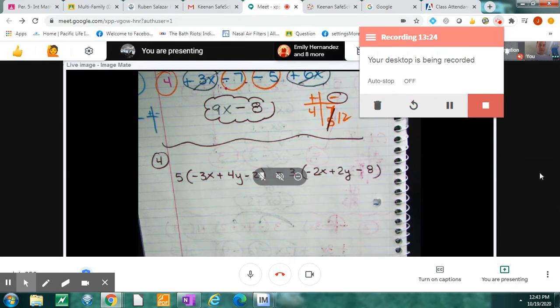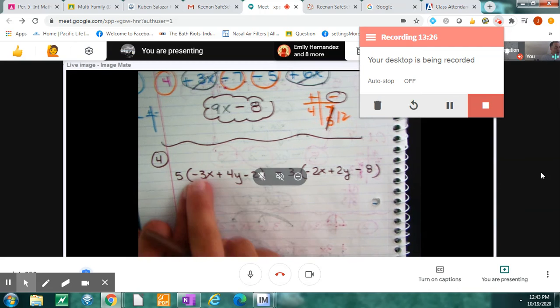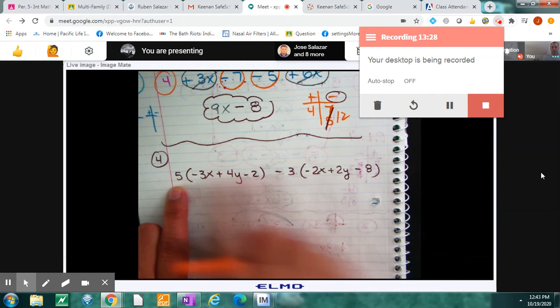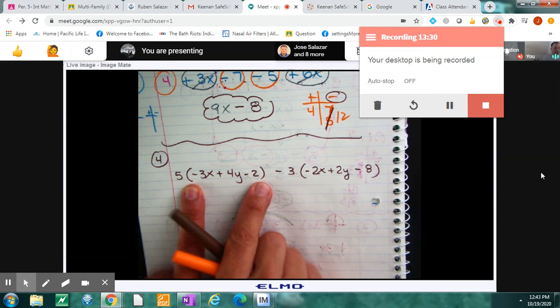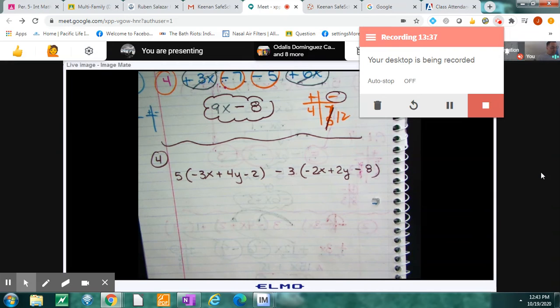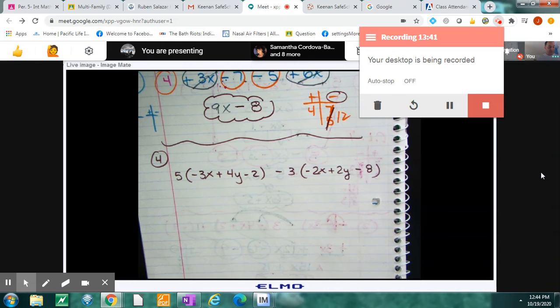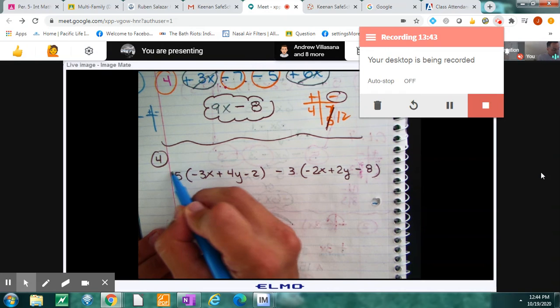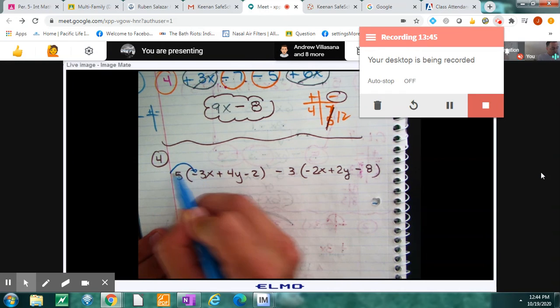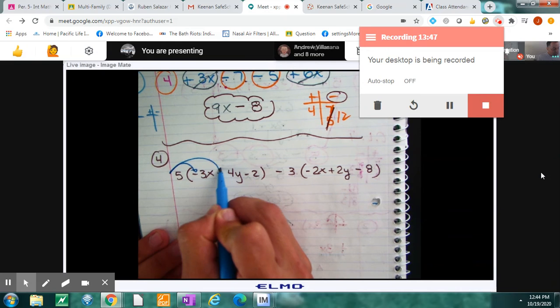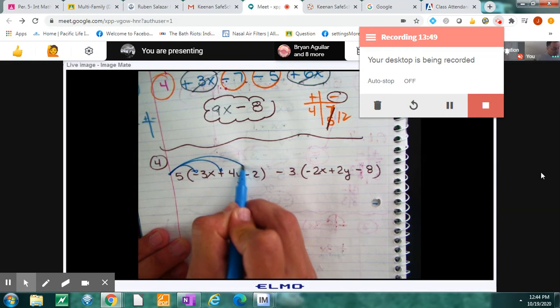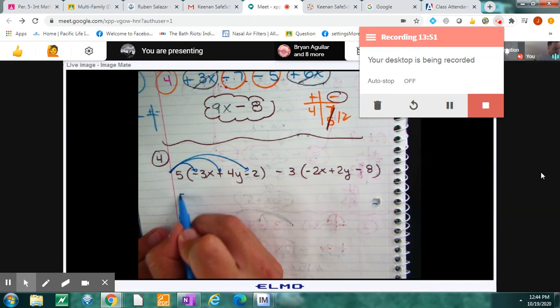On this next problem, we have a long expression, and then we have parentheses. See the parentheses? That means multiplication. You're multiplying something. So what are we multiplying? We're distributing. For the first one, we're distributing the 5. 5 times everything. If you want to do the arrows or the box, it doesn't matter.